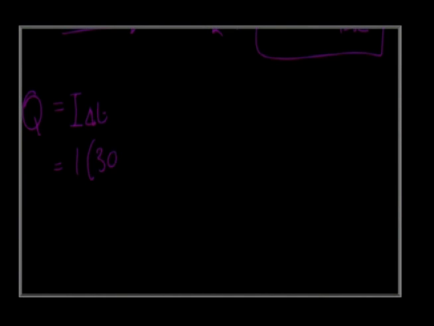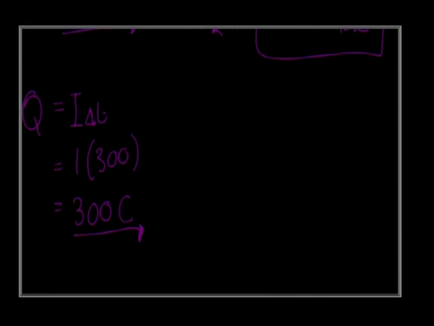Now we've got the current, we've got the time, we can quickly go and calculate the charge. Charge is equal to current multiplied by the change in time. Gives us our 1 ampere. The time was 300 seconds, and that gives us a charge of 300 coulomb. Now we've got everything we need.